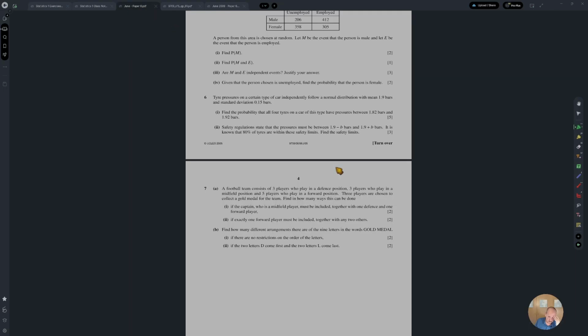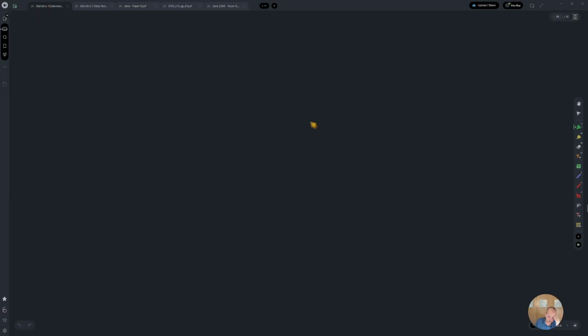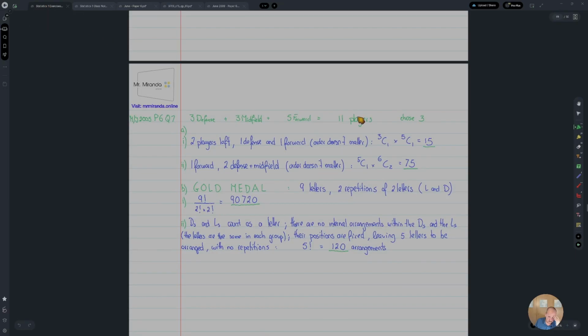How many ways can this be done if exactly 1 forward player must be included together with any other 2? So you are now dealing with 1 out of 5 for the forward. Again, doesn't matter if it is combination or permutation. But now for the rest, the order doesn't matter and you have 2 of them. Okay, so if the order doesn't matter, what matters is the use of combination instead of permutation.